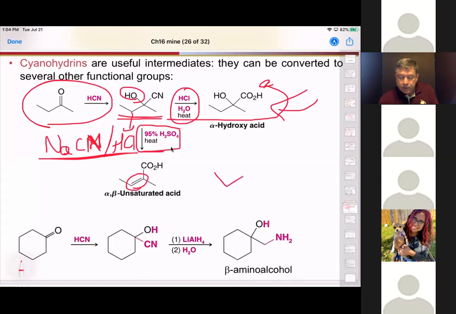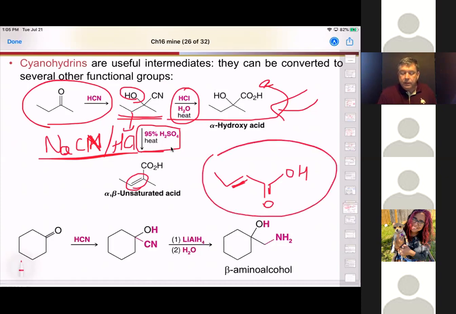Let me redraw this to show you that it's in conjugation. This is just redrawing this structure, showing you that our double bond is now in conjugation with the carbonyl of our carboxylic acid. And that makes it particularly stable. Then we can go on and do additional reactions on this unsaturated carboxylic acid. We can make other derivatives of it. But that's not the only thing we can do.